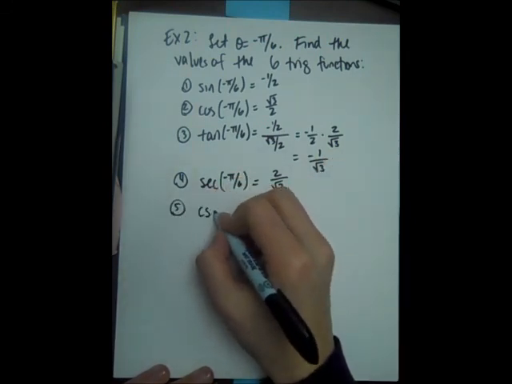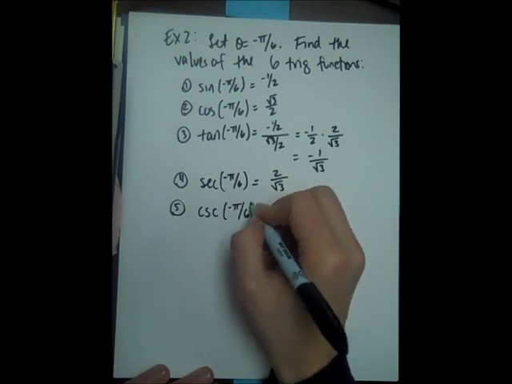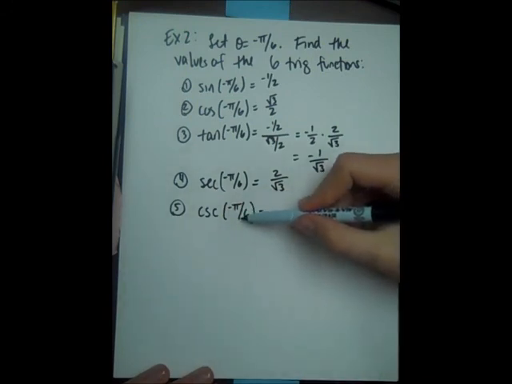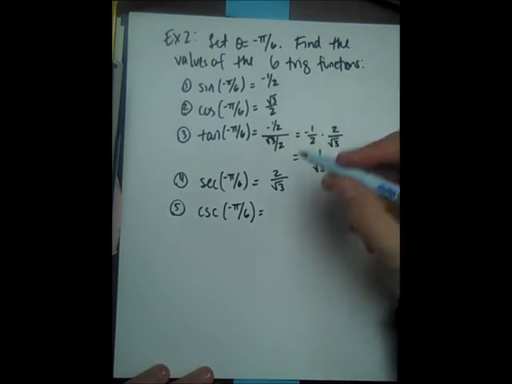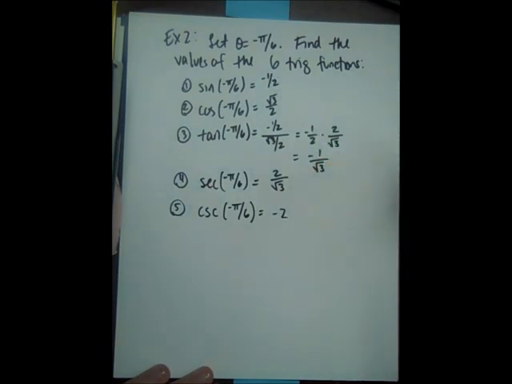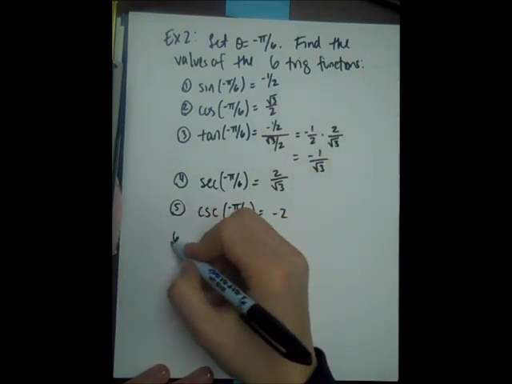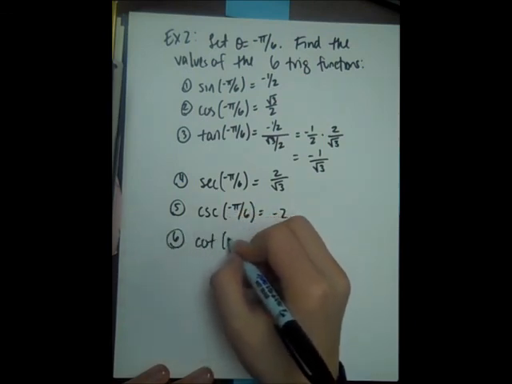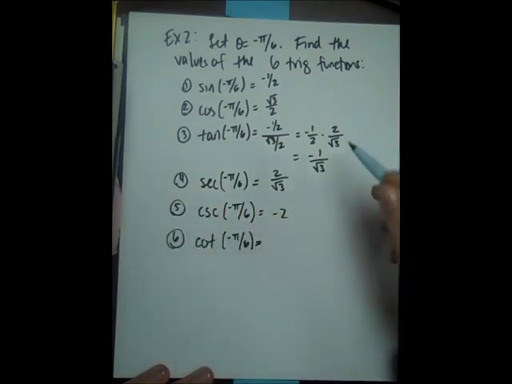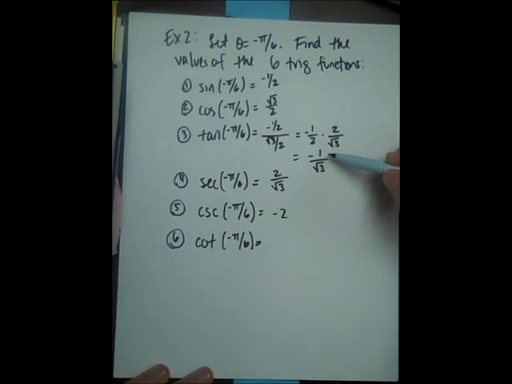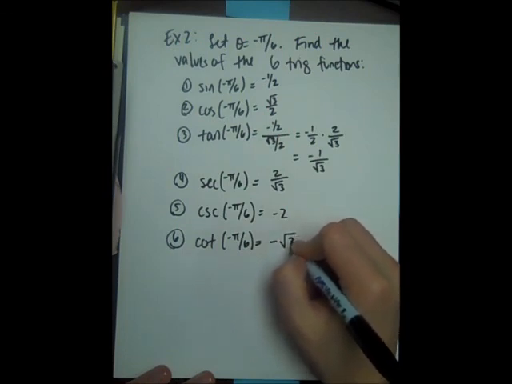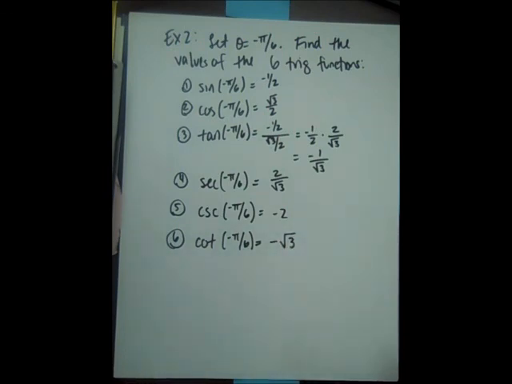Next, let's do cosecant of negative pi over 6. Cosecant is the reciprocal of sine, so the reciprocal of negative 1/2 is negative 2. You could say negative 2 over 1, but that's just negative 2. And then lastly, cotangent of negative pi over 6 is the reciprocal of tangent, so the reciprocal of negative 1 over square root of 3 would be negative square root of 3. Again, it could be negative square root of 3 over 1, but that's just negative square root of 3. So if you know sine and cosine, you can figure out the other 4 just by using the relations.